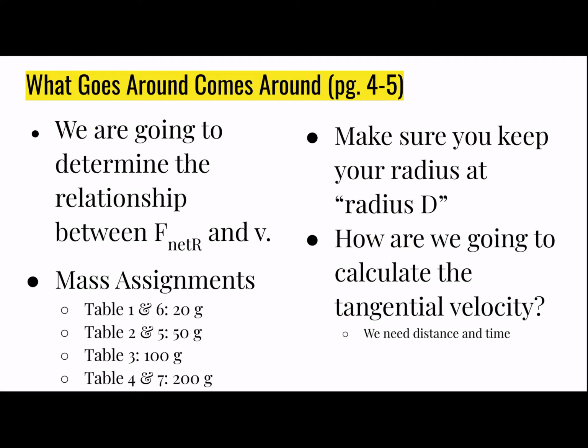And then before we actually get going on this lab, I want you to be thinking as you're watching this how you are going to calculate the tangential speed. So there's a column for tangential velocity, and you're going to need to calculate that. So you're going to need distance and time, but since we're going in a circle, think about what that circular distance is and think about what that time is.